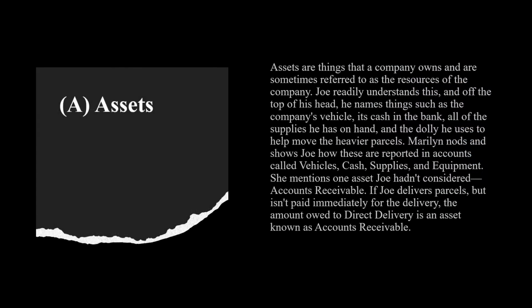Assets are things that a company owns and are sometimes referred to as the resources of the company. Joe readily understands this, and off the top of his head, he names things such as the company's vehicle, its cash in the bank, all of the supplies he has on hand, and the dolly he uses to help move the heavier parcels. Marilyn nods and shows Joe how these are reported in accounts called vehicles, cash, supplies, and equipment. She mentions one asset Joe hadn't considered: accounts receivable. If Joe delivers parcels but isn't paid immediately for the delivery, the amount owed to Direct Delivery is an asset known as accounts receivable.